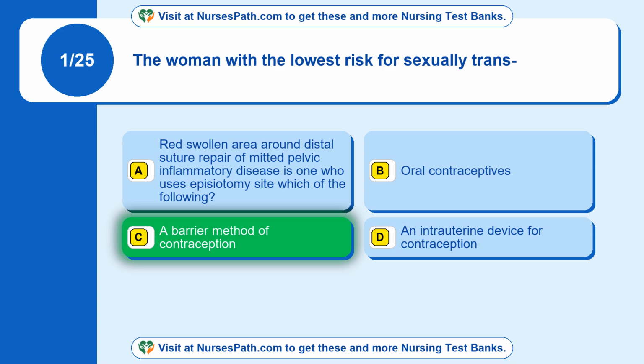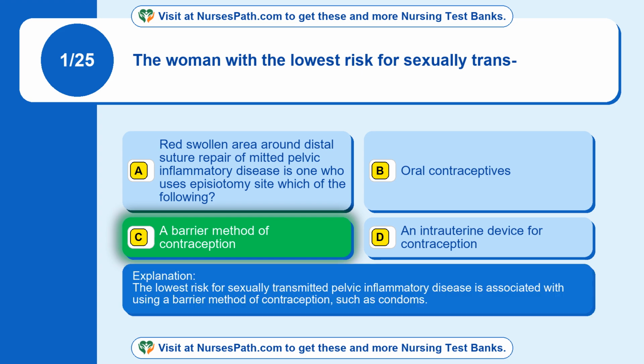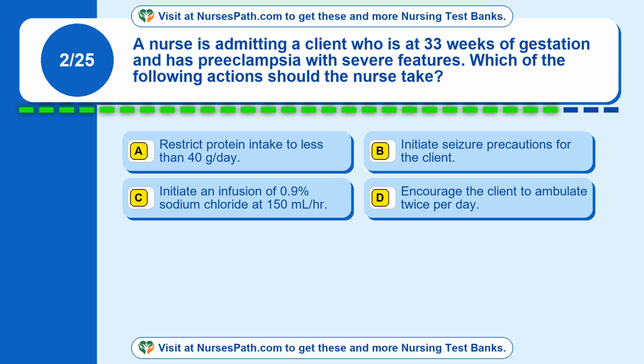The correct answer is option C. A barrier method of contraception. The lowest risk for sexually transmitted pelvic inflammatory disease is associated with using a barrier method of contraception, such as condoms.